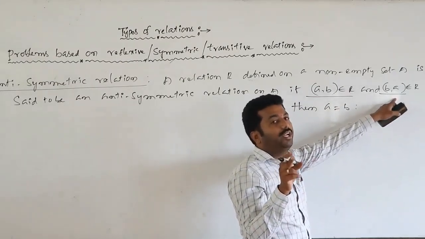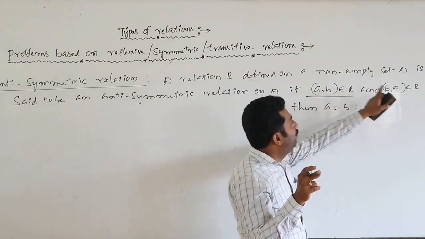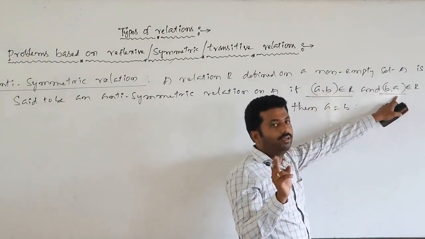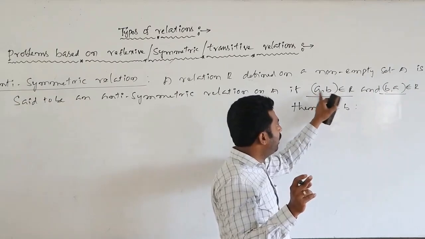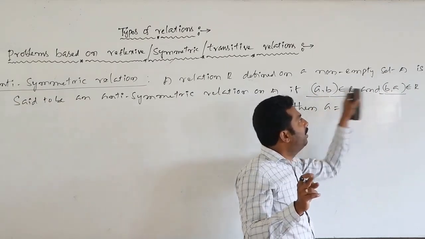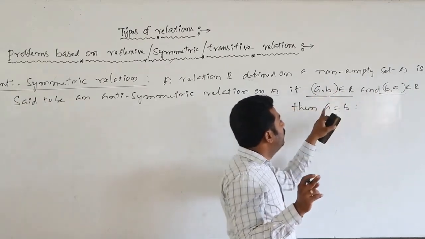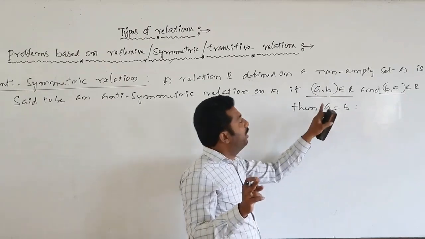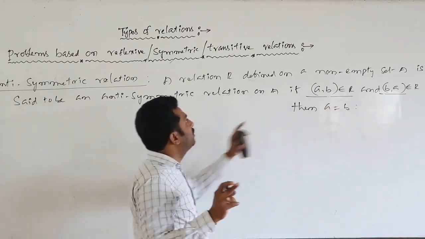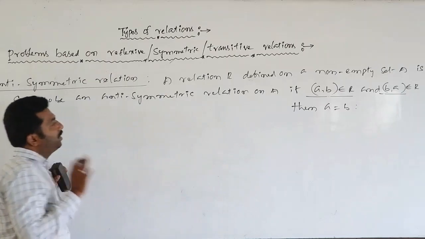What is the transitive case? (A, B), (B, C). But here, symmetric nature: (A, B), (B, A). Both are appearing, then A must be equal to B. If A is not equal to B, that is not an anti-symmetric relation.